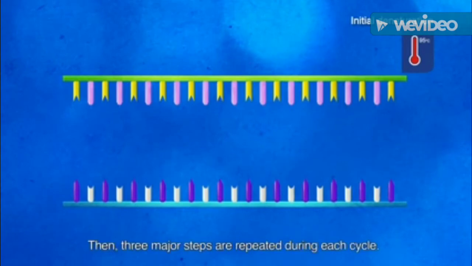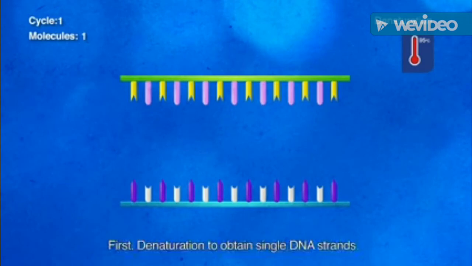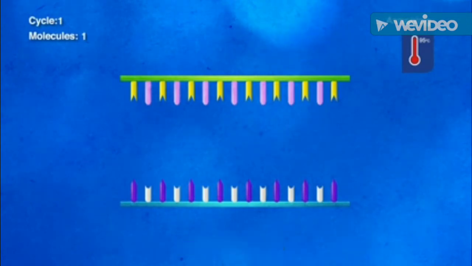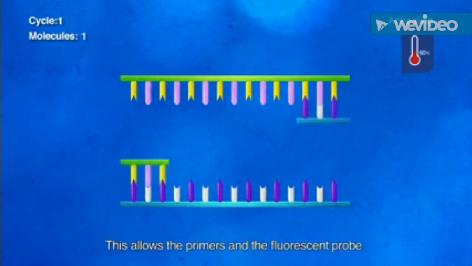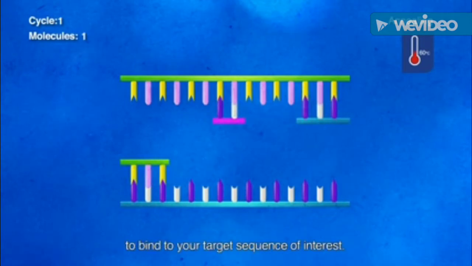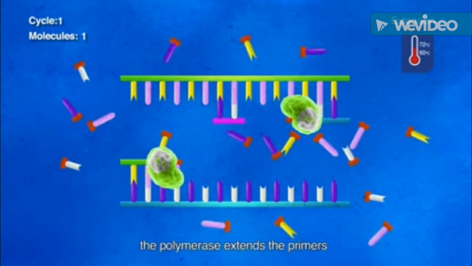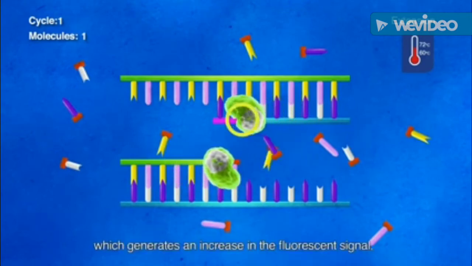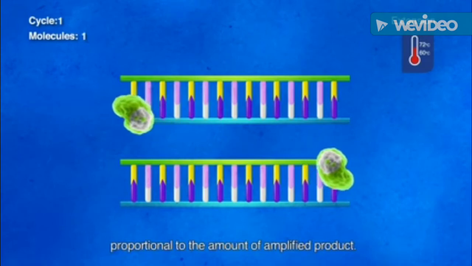Then, 3 major steps are repeated during each cycle. First, denaturation to obtain single DNA strands. Second, annealing. The temperature is then lowered to approximately 60 degrees. This allows the primers and the fluorescent probe to bind to your target sequence of interest. And third, extension. Between 60 and 72 degrees, the polymerase extends the primers and cleaves the probe, which generates an increase in the fluorescent signal proportional to the amount of amplified product.